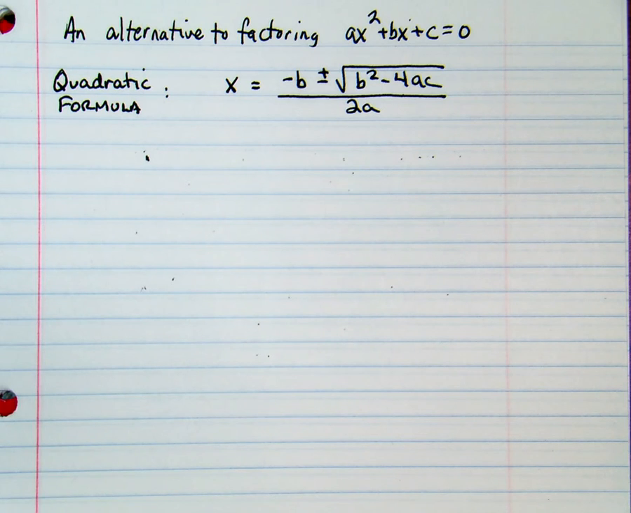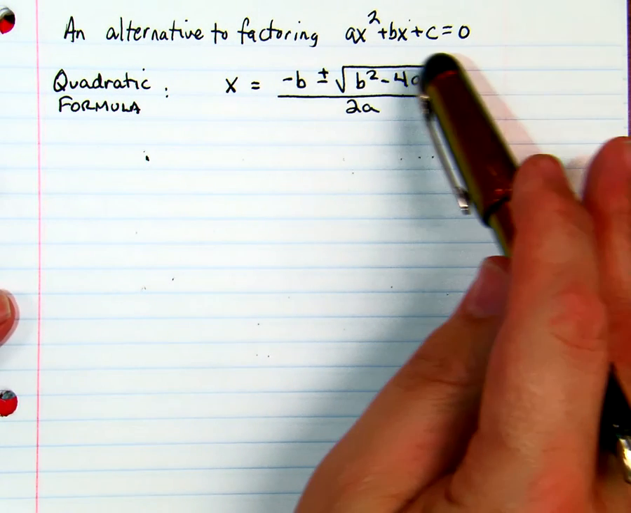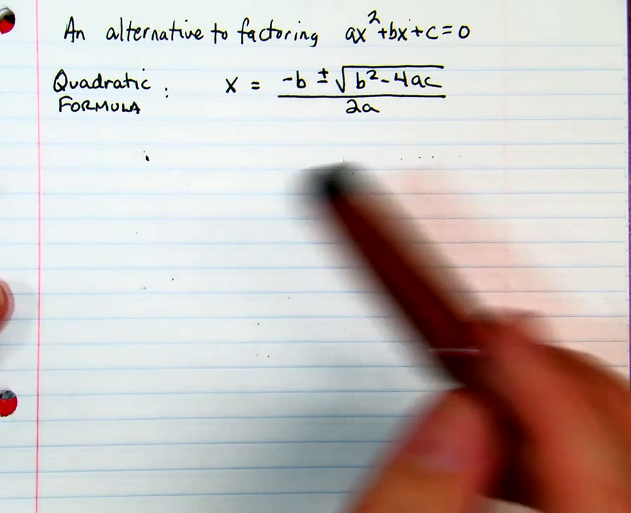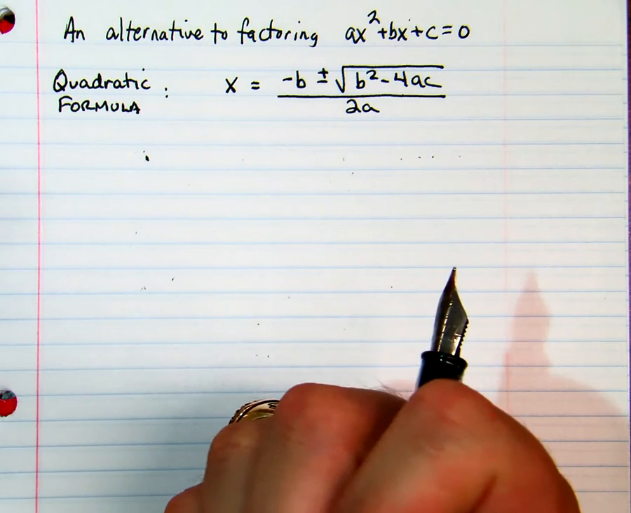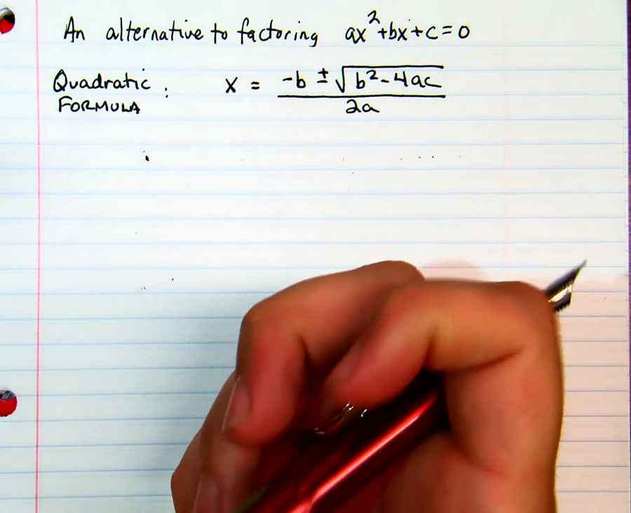All right, so the quadratic formula: x is equal to negative b plus or minus the square root of b squared minus 4ac, all over 2a. And an easy way to remember this is to use a song. And the song is Pop Goes the Weasel.